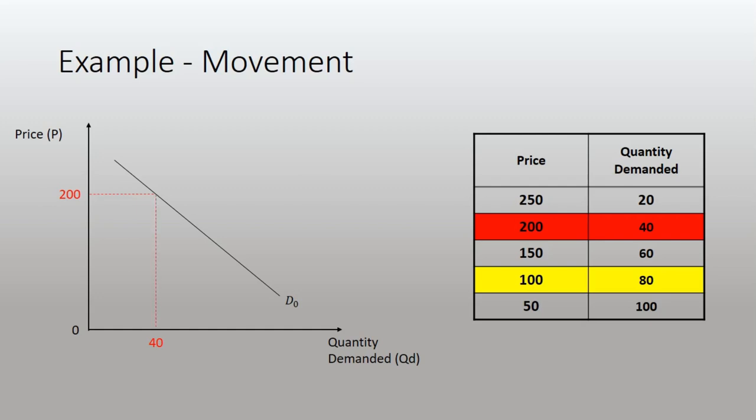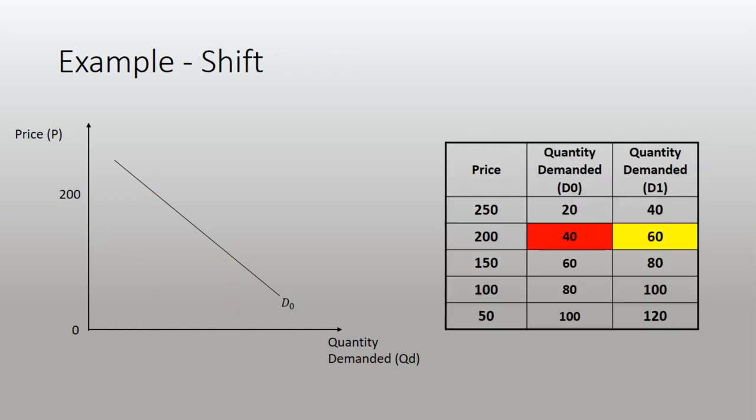The business then decides they are going to decrease their price to 100. And we can then see that people demand more at this lower price. And this is just an illustration of our law of demand, that as prices decrease, our demand will increase.